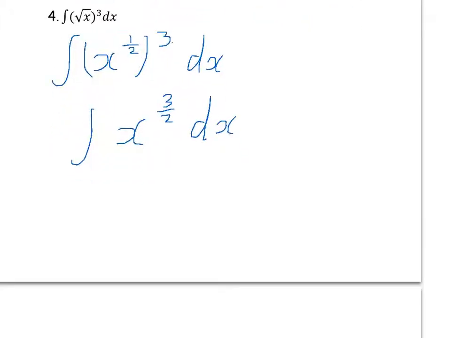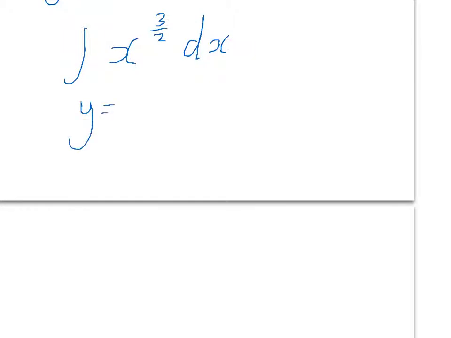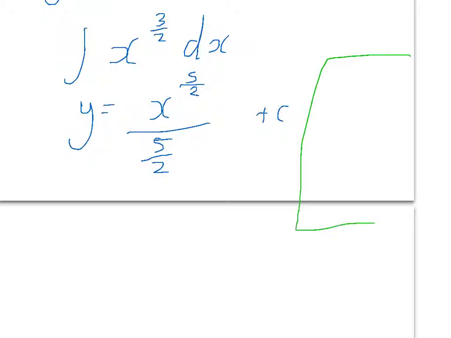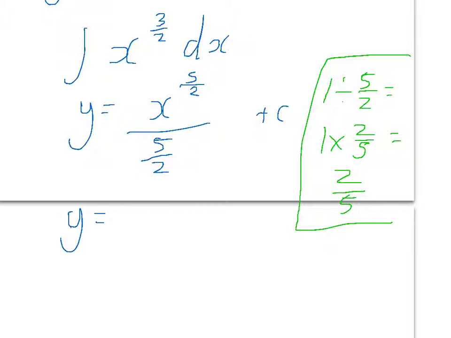So now we're going to integrate this. So y equals, add 1 to the power, so 3 over 2 becomes 5 over 2. We're going to divide by that new power and add on our constant c. Now let's just do our little bit of extra working so we can sort out this messy maths here. So 1 divided by 5 over 2. Remember, you flip the second fraction and times them. So 1 times 2/5 is 2/5. So our final answer to this question is going to be y equals 2/5 x to the power of 5 over 2 plus our constant c.